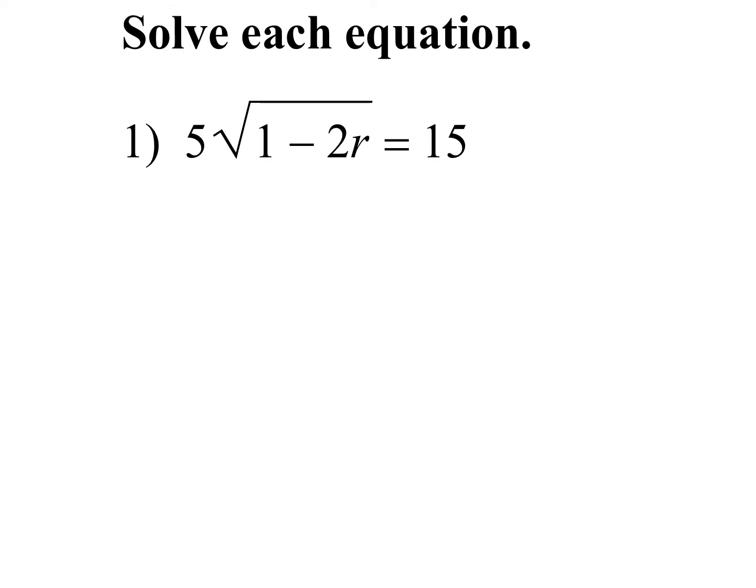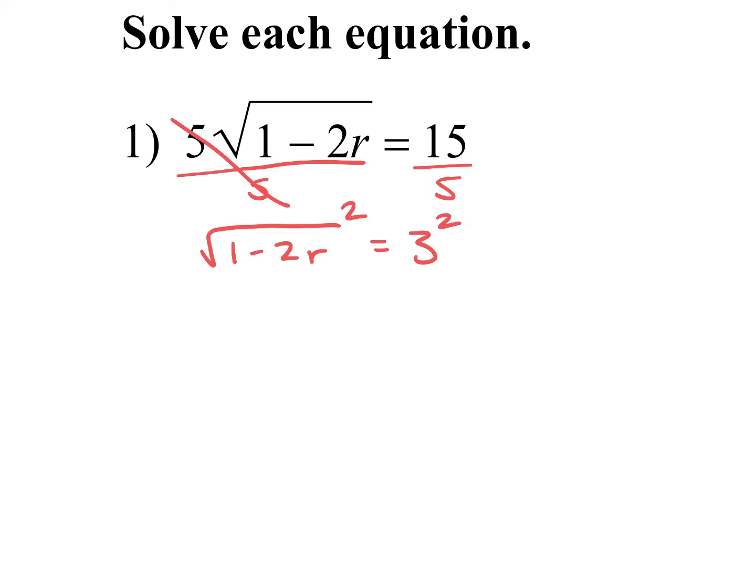Divide by 5. I have to isolate the radical, so I have to move that 5 to the other side. And since 5 is being multiplied to the radical, I divide it to get rid of it. So the square root of 1 minus 2r is equal to, what's 15 divided by 5? 3. What do I do next?